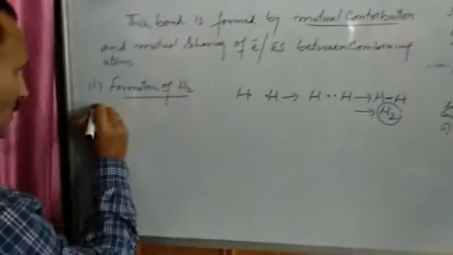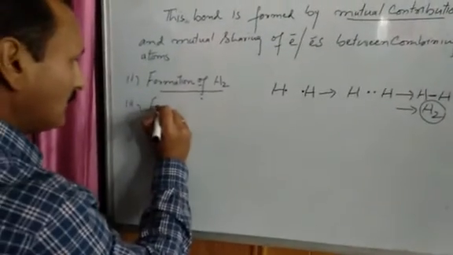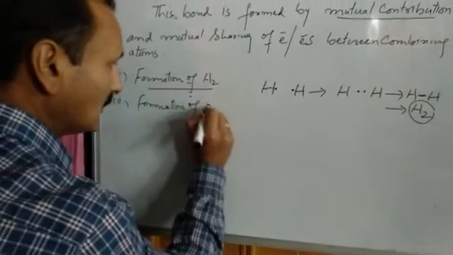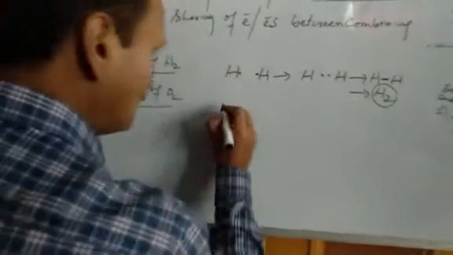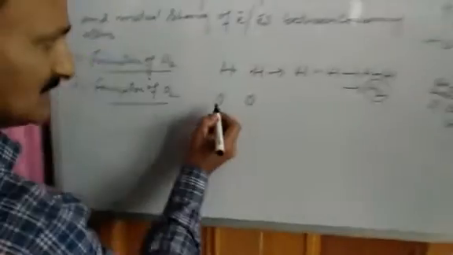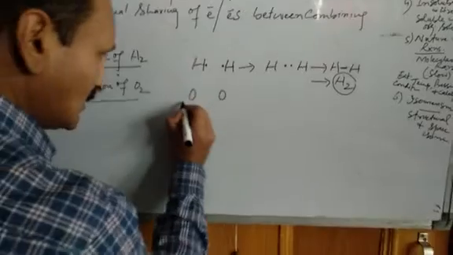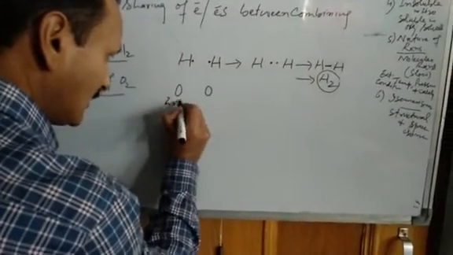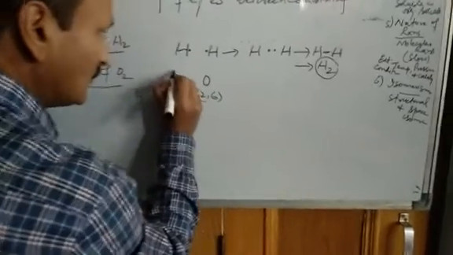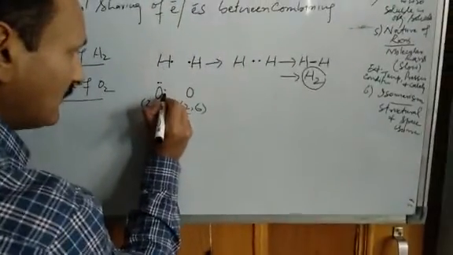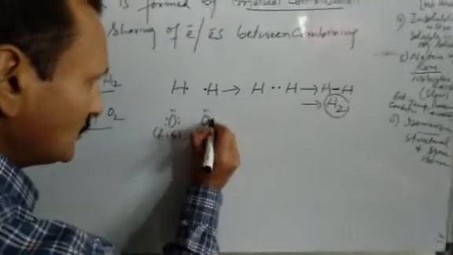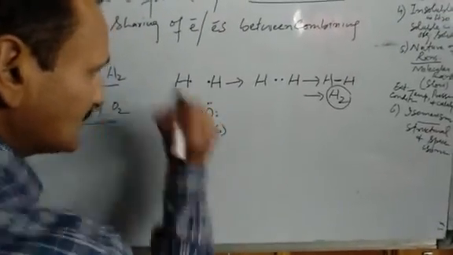Now I can take one more example. Formation of O2 molecule. O2 molecule can be formed by two oxygen atoms, 1 and 2. Now see, what is the electronic configuration of this oxygen? Atomic number 8 and electronic configuration of 2, 6. So how many valence electrons are there? 6. 1, 2, 3, 4, 5, 6. And so is the case with this oxygen atom. Now just see.